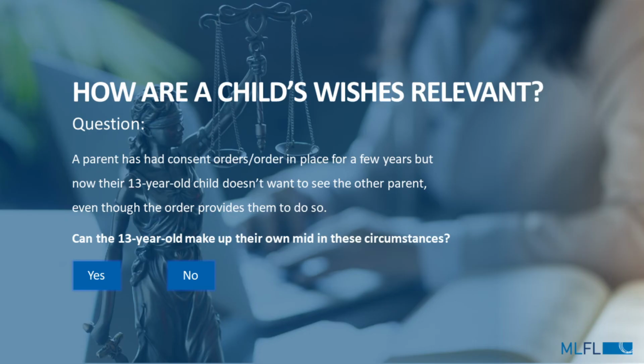So next I was going to talk about children's wishes, and I have a polling question for everyone to have a go at. I'll give you some time to think about it, but the question I've got is, if you have a client that has had some consent orders in place for a number of years, maybe since the child was 6 or 7, but now their child has turned 13 and they've decided that they don't want to see the other parent, even though the court order provides for them to do so. Can that 13-year-old make up their own mind in these circumstances?